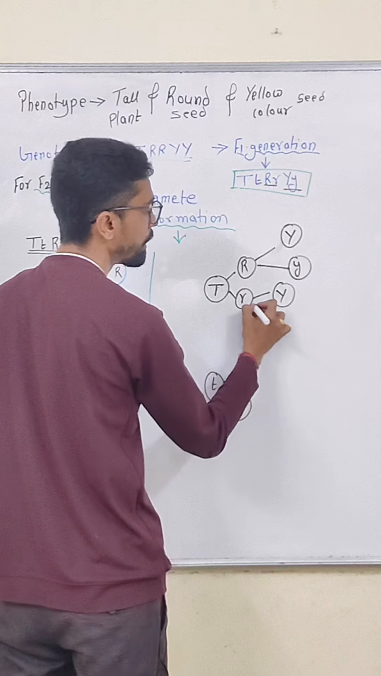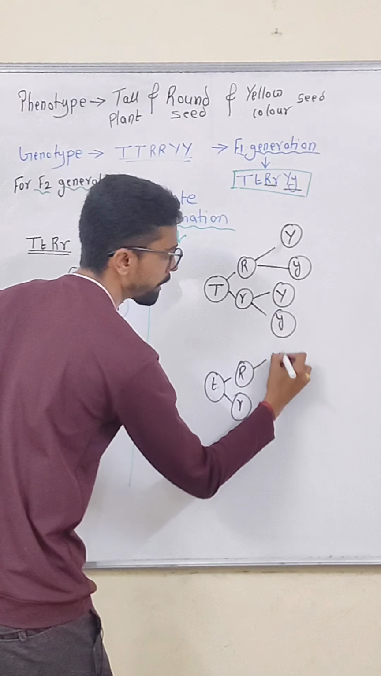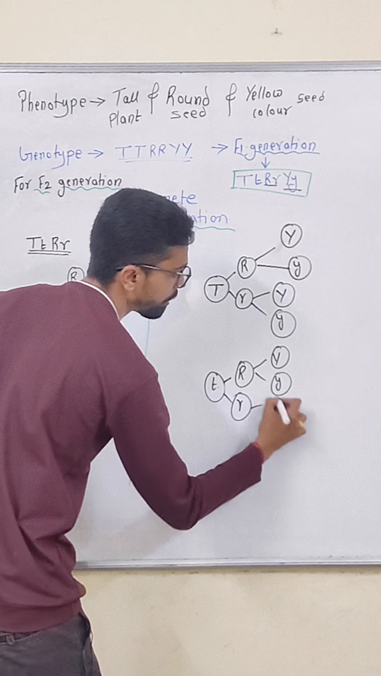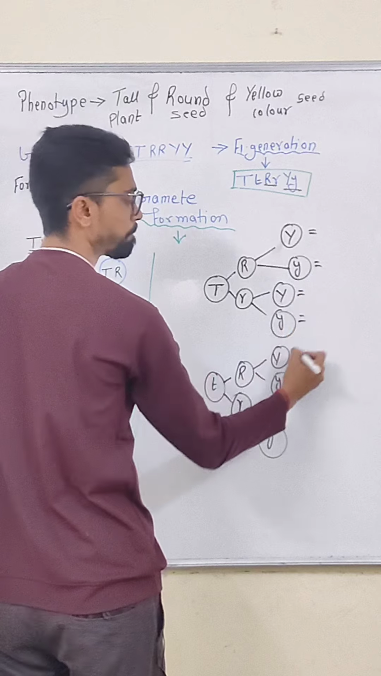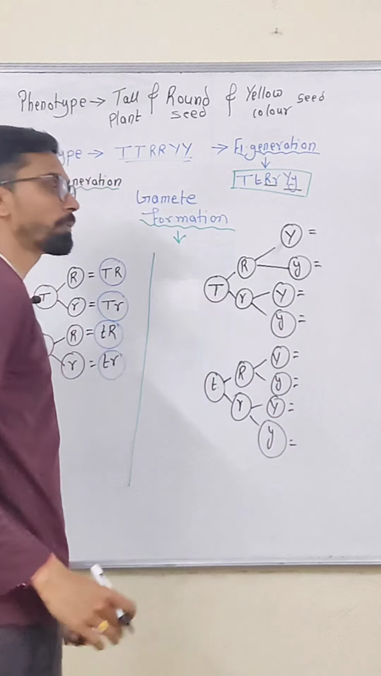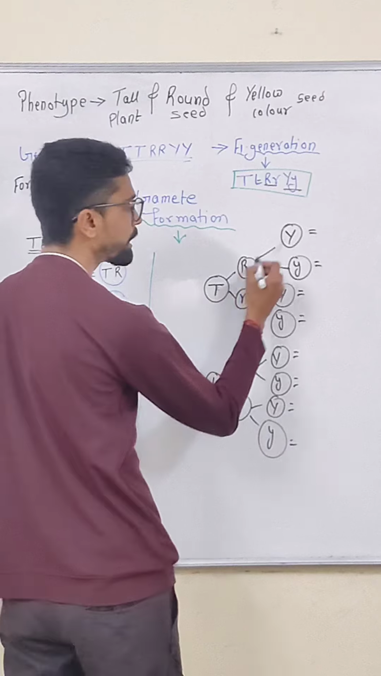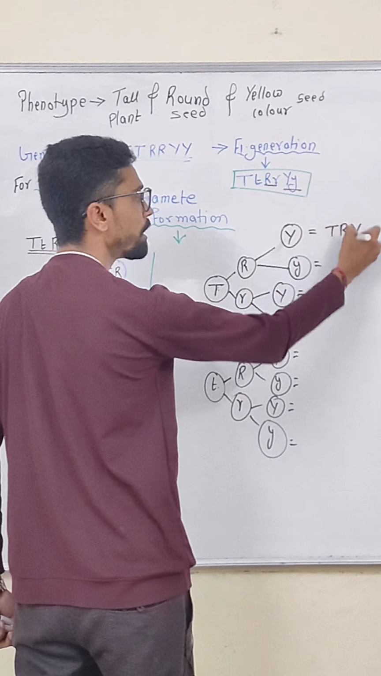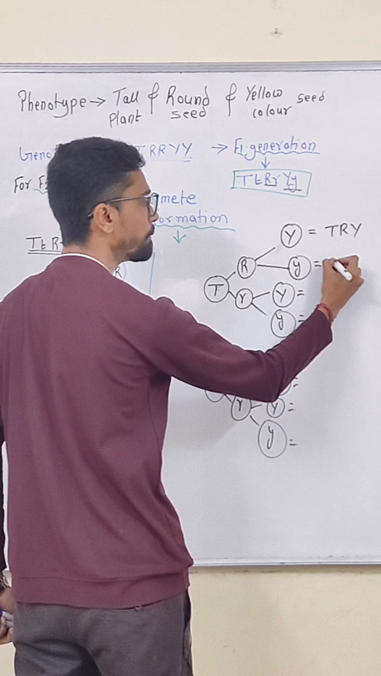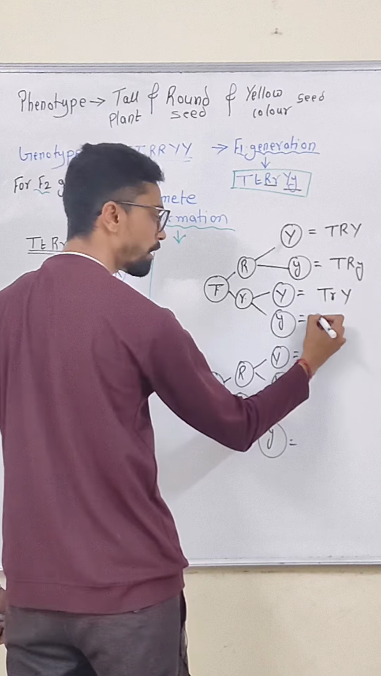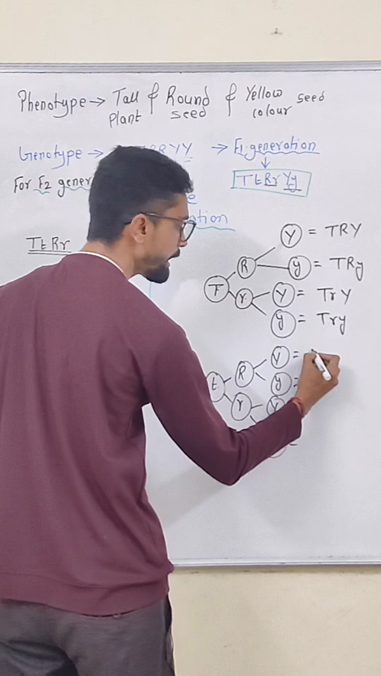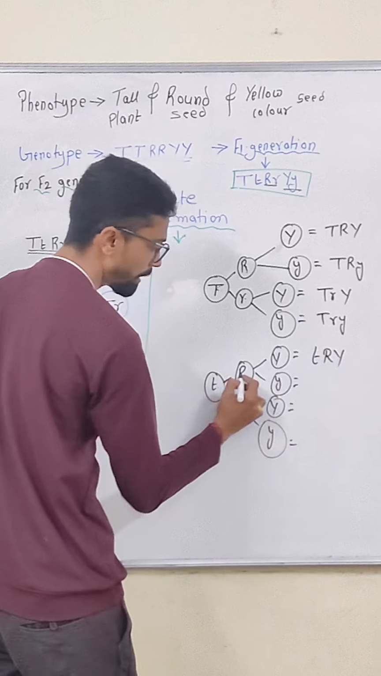Here capital Y and the small y. Here also again capital Y, small y, capital Y, small y. You can get the four different results. So here capital T, capital R, capital Y. This is the one result. Capital T, capital R, small y, capital T, small r. So by this method we can get 8 different gametes by multiplying like that.